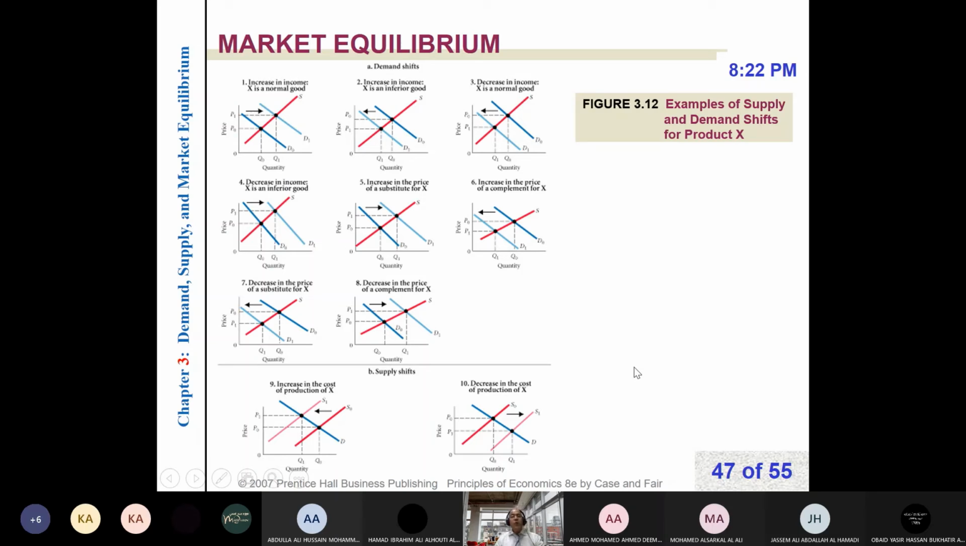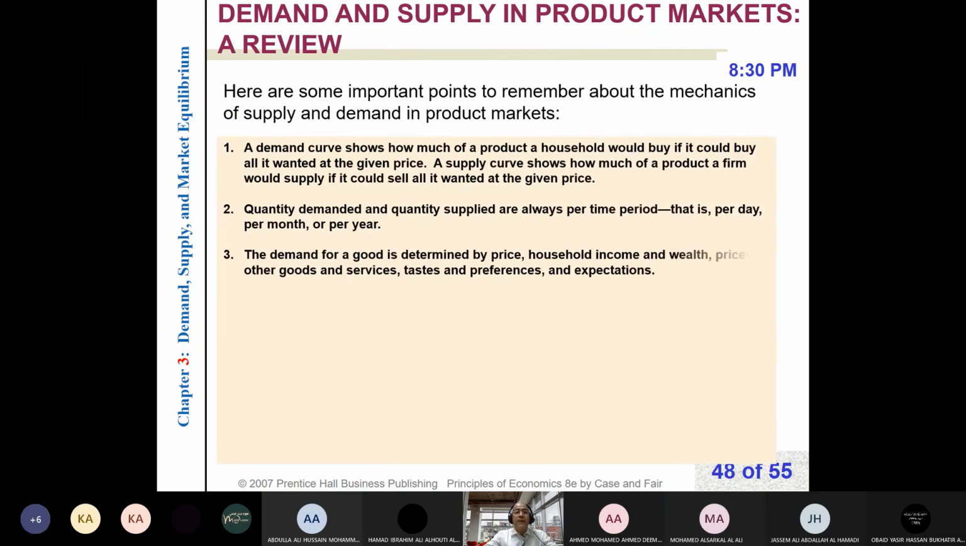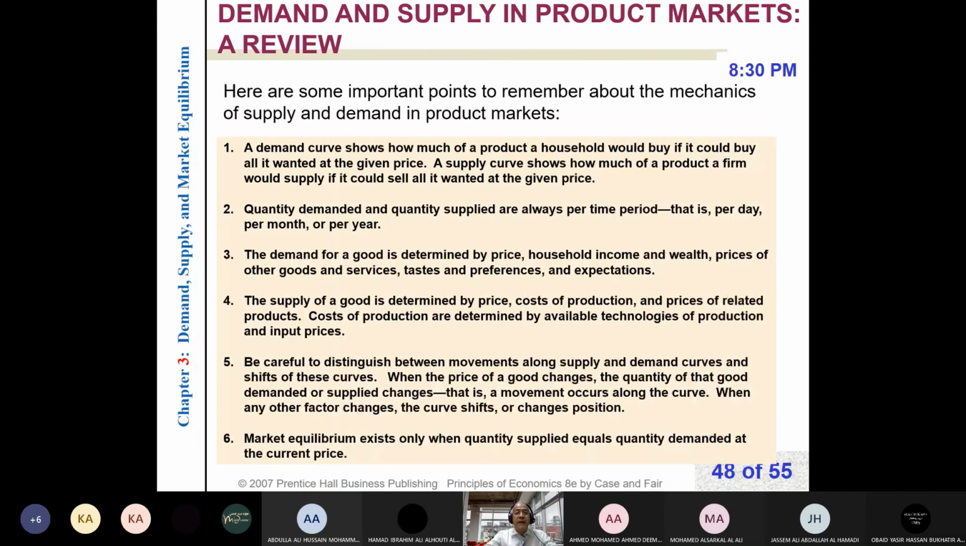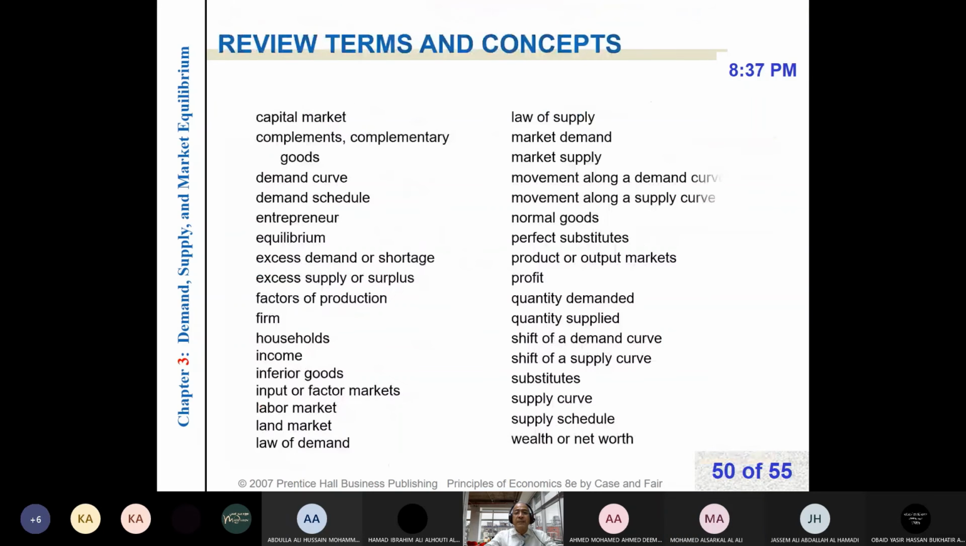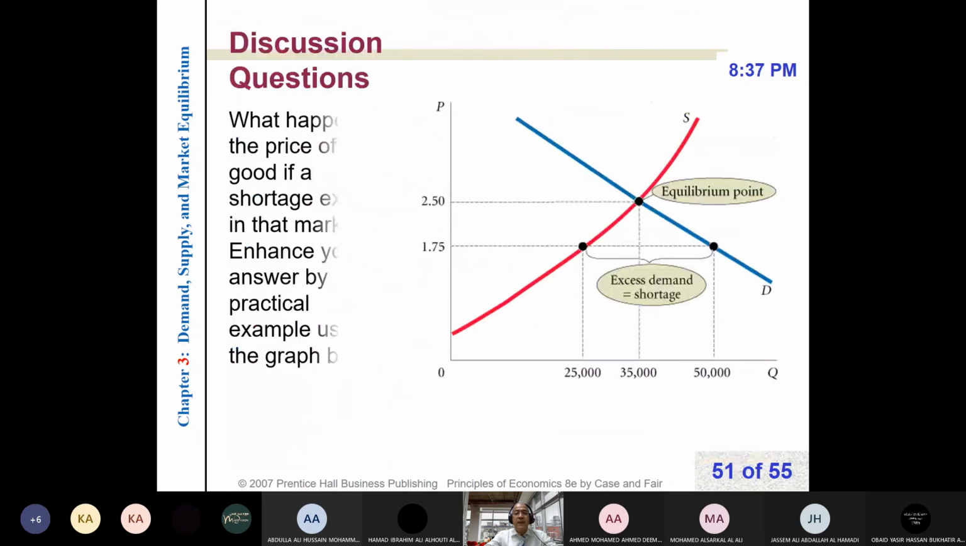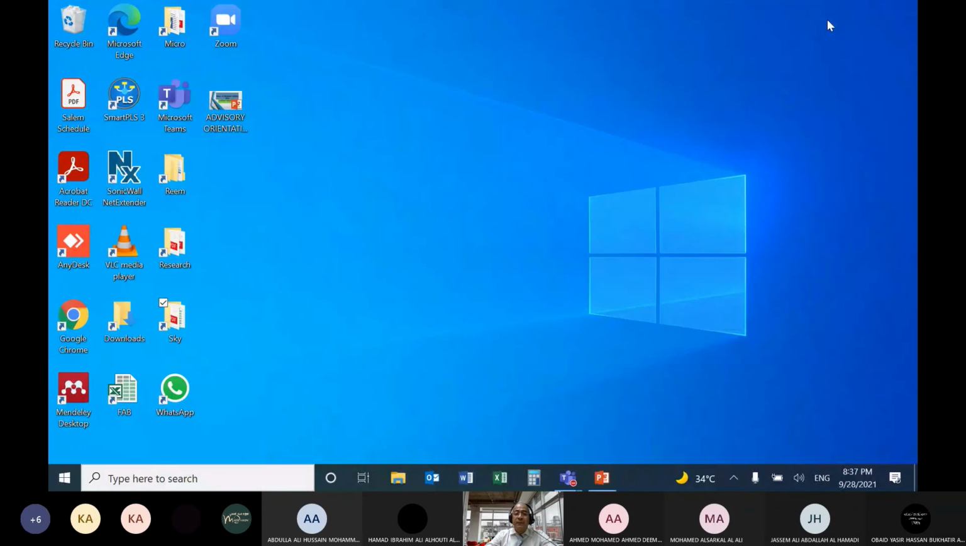Okay. To understand this, this is a summary of what I explained. These are important terms. I will go somewhere and then I will come back to these discussion questions. So now I need to explain something to you.